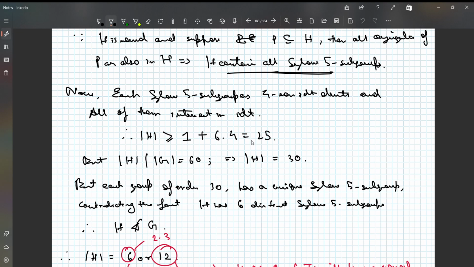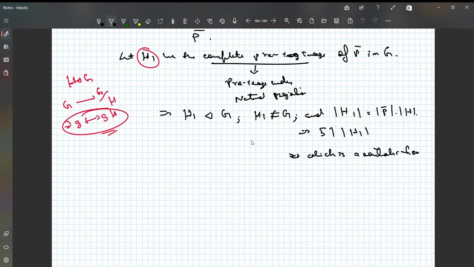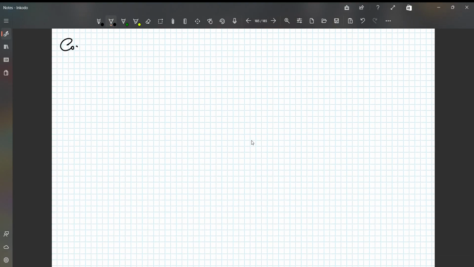Where did I write it down? Yeah, contradiction to this part, that if H is a non-trivial subgroup, then 5 cannot be a factor of it, if you recall. Which is a contradiction. Therefore, in any case, we cannot have a non-trivial normal subgroup of G. This implies G is simple, right? Now, this is a very important result. So we can state this as a corollary, that is, A5 is simple.